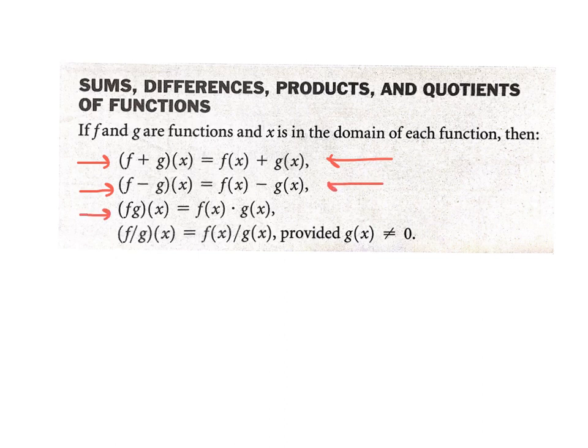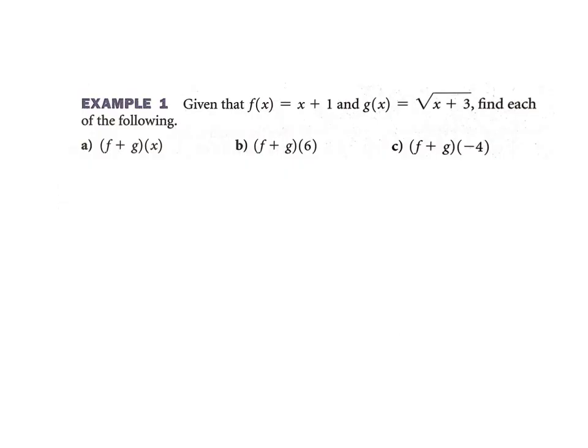This right here would say f times g of x, which is really f of x times g of x. And the last one down here, f over g of x, you literally just divide f of x by g of x, but make sure g of x cannot equal 0 because you cannot have 0 in your denominator ever, ever, ever.